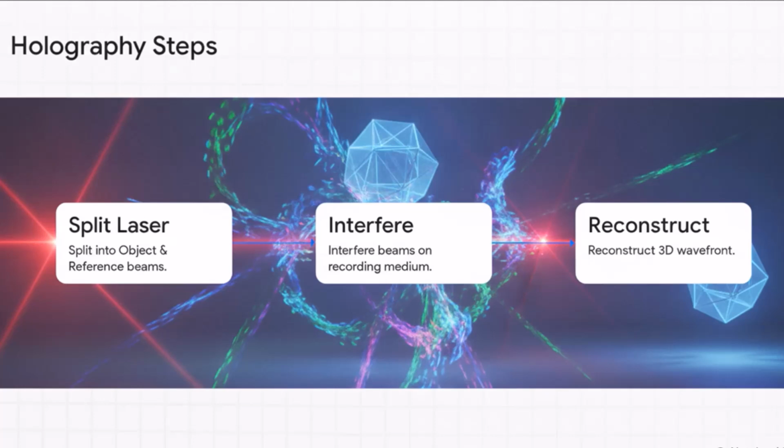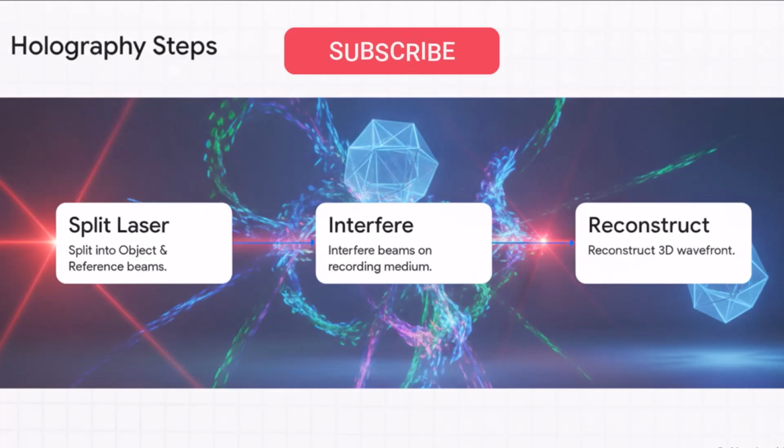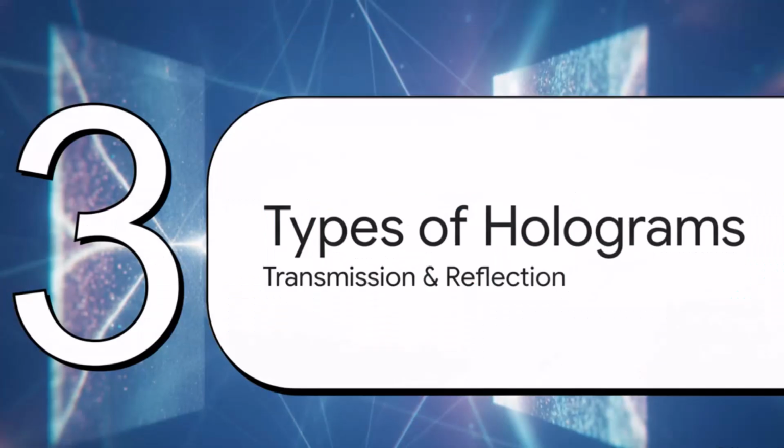You rebuild that 3D wavefront by shining a reference beam back onto the recorded pattern, and boom, your eye perceives this exact recreation of the light waves as a real 3D object. Moving on to Section 3, types of holograms: transmission, reflection, and beyond.